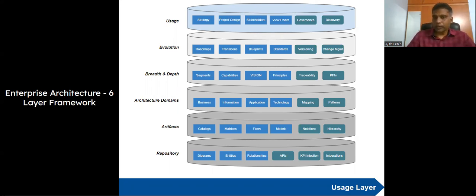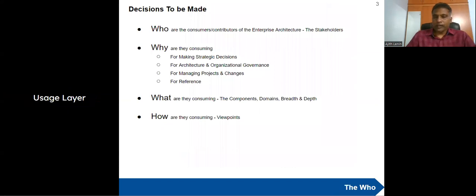When we start from the top, each of these top layers, when we make the decisions, it basically derives some requirements for the lower layers. That's why I thought we'll start from the top. So today we'll look at the usage layer, and from the next videos we go one by one to the bottom layers. Okay, so to start with, let's look at the usage layer. What are the decisions we need to make on the usage layer?